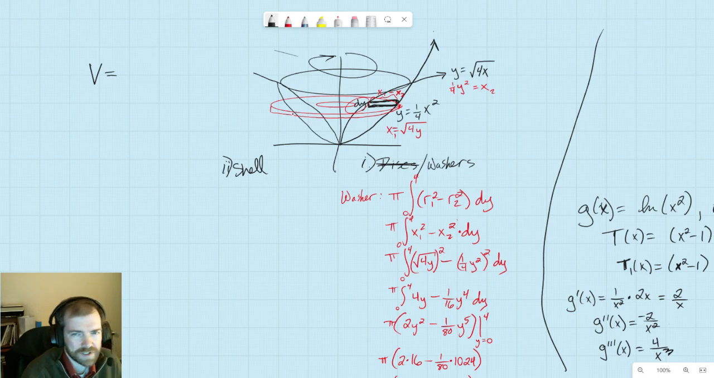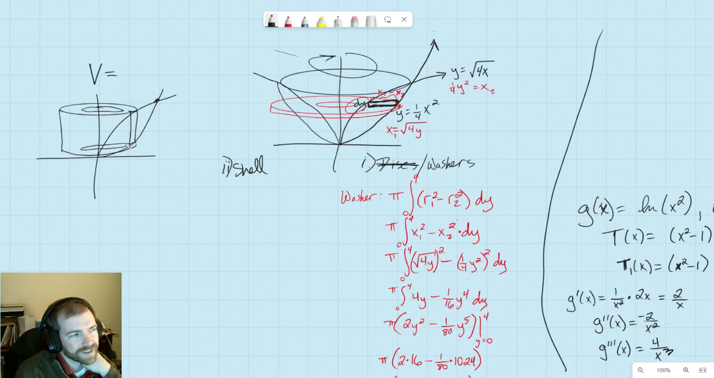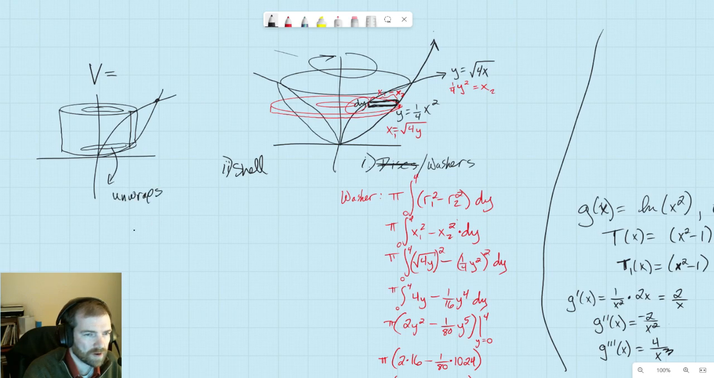So here, we don't want to do this in terms of washer anymore. Given this, we want to take this in terms of shell and now create a cylinder type thing going this way. So here, this unwraps to make a rectangular prism, the thickness of which is going to be dx.